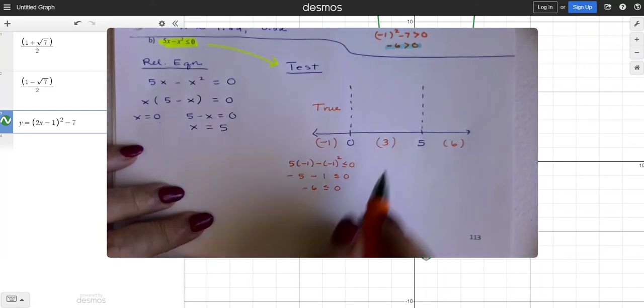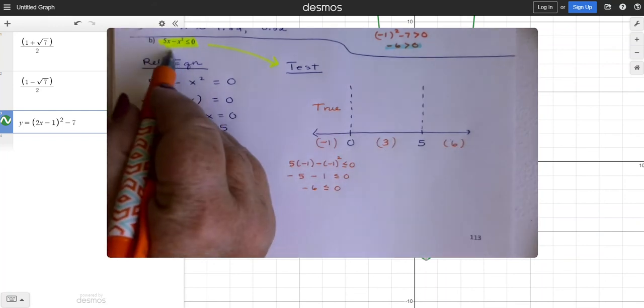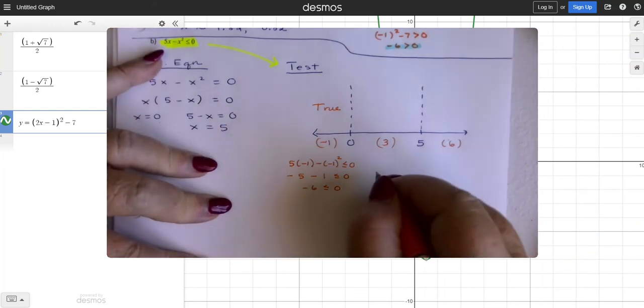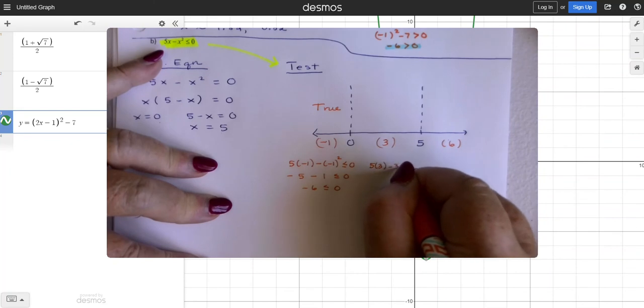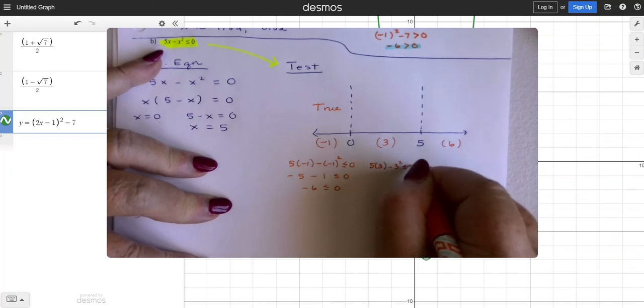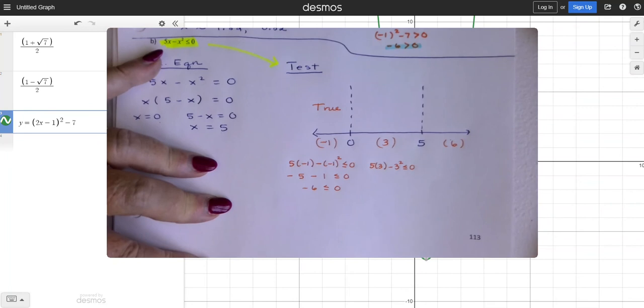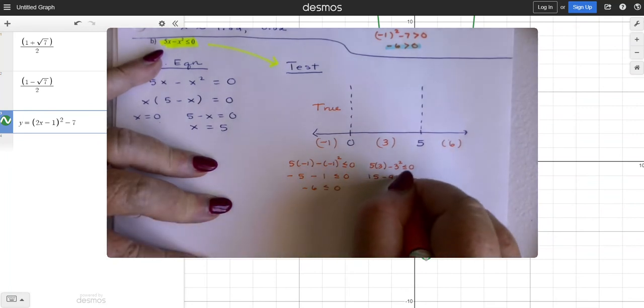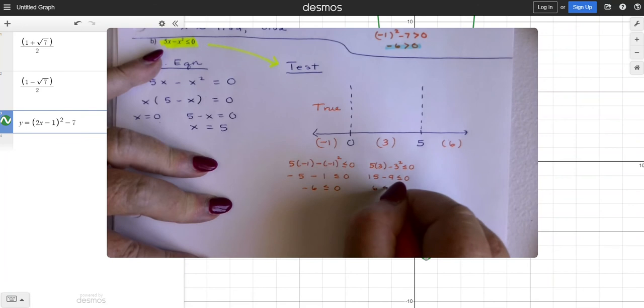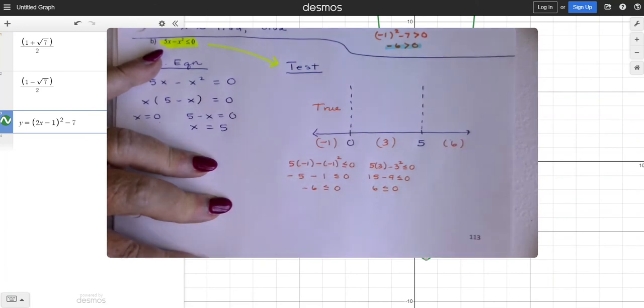My next test value is 3, so again I'm going to plug that back into the original here, and that would be 5 times 3 minus 3 squared, that I would like to be less than or equal to 0. 15 minus 9, that's 6, definitely not less than or equal to 0.